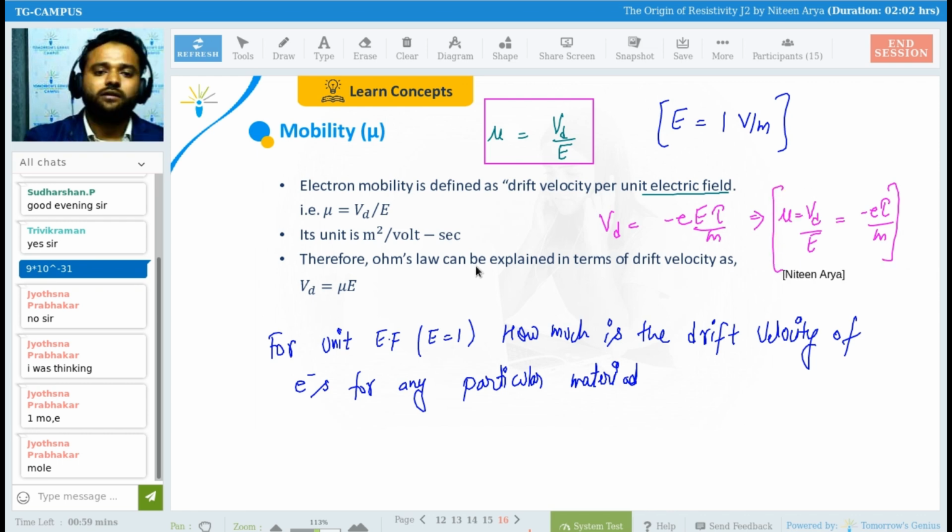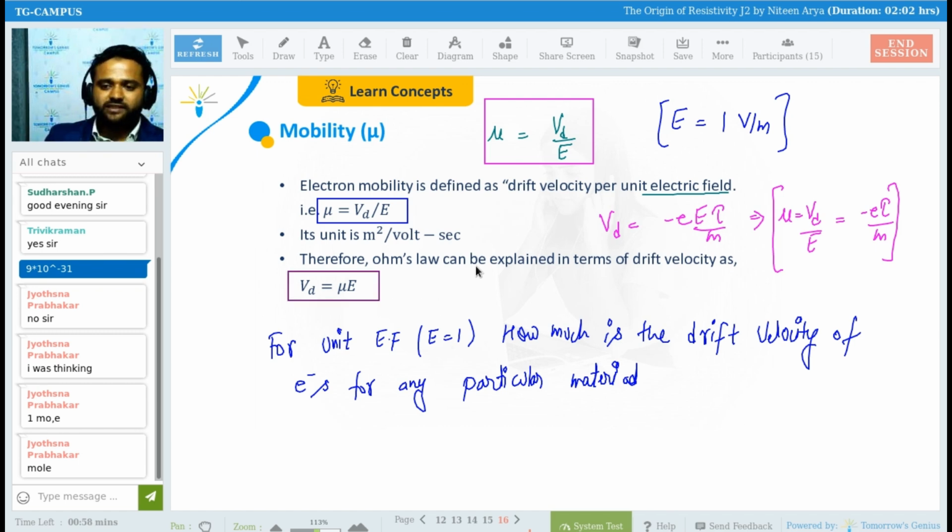So mu, which is mobility, is directly proportional to tau, and we have another relation with tau. There are so many relations, but the main thing is this. Mu, which is electron mobility, is defined as drift velocity per unit electric field. Its unit is meter square per volt second. Therefore, Ohm's law can be explained in terms of drift velocity as Vd equals mu E. This is another form of Ohm's law. You can write it this way also, because the moment we expand this, we get the same relation. Is this clear, everyone?